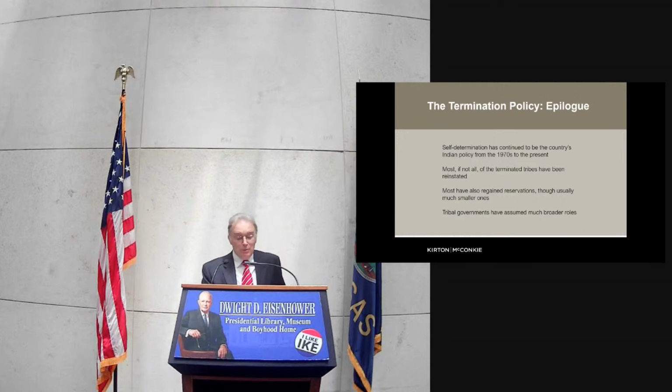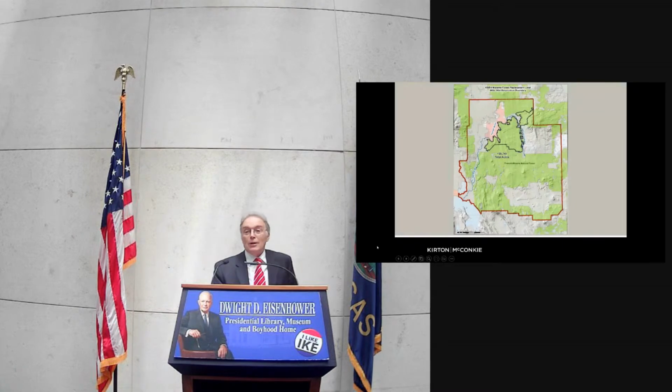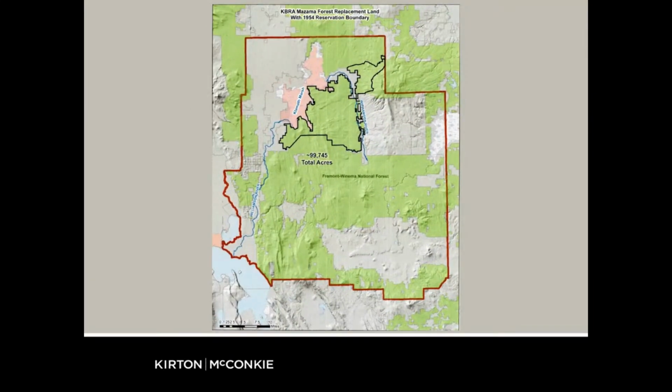Let's do the next slide. That's the map I'm going to show you. I mentioned, as you saw in the chart, the Klamath have the largest reservation among the terminated tribes. That red line on the outside was the pre-termination reservation for the Klamath Indian Reservation. The darker line on the inside is what the Klamath got back. That's the amount of land they got back.